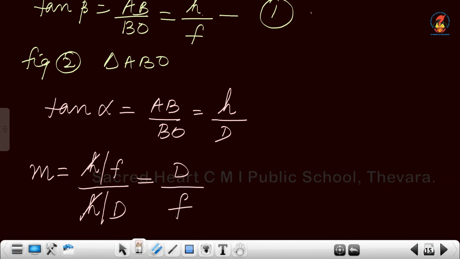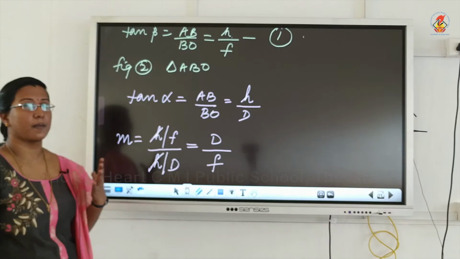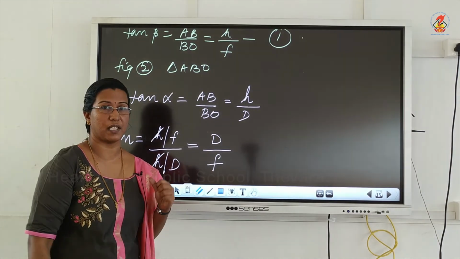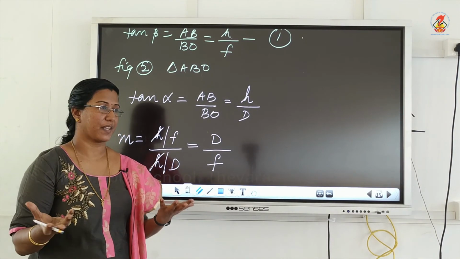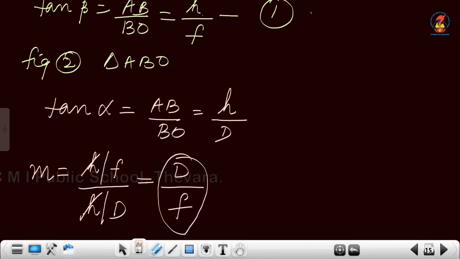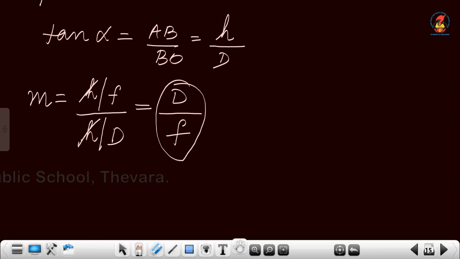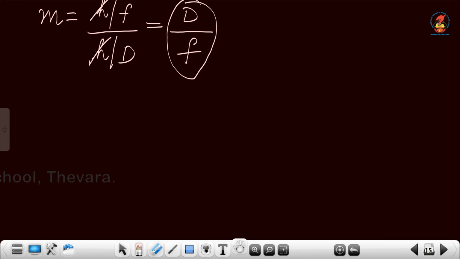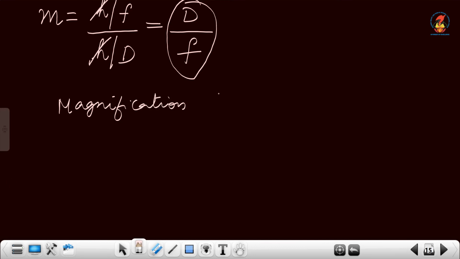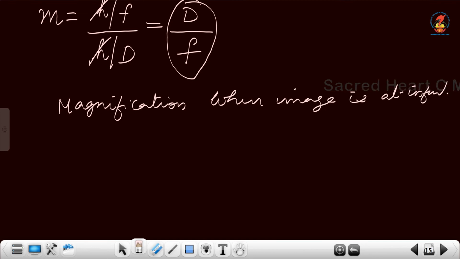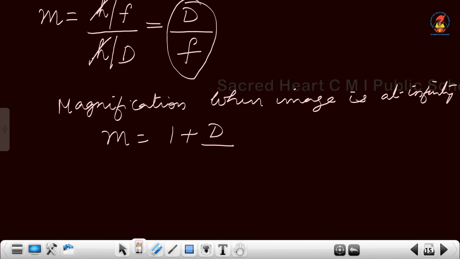So the magnification produced by a simple microscope when the image is obtained at infinity is D divided by f. Now, if we compare this with the equation of magnification when the image is at the near point, the equation is M equals 1 plus D by f.